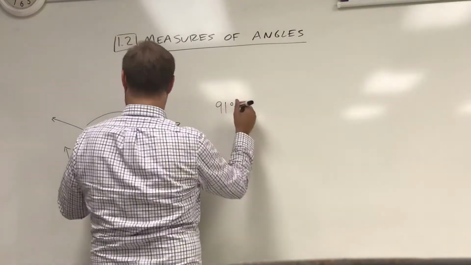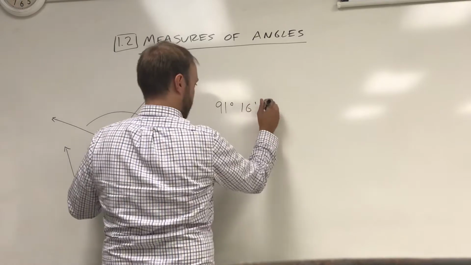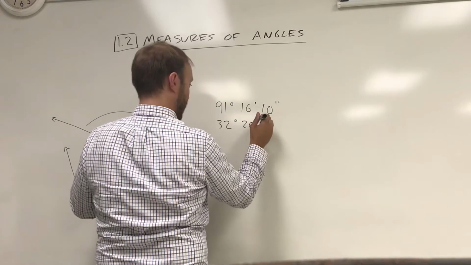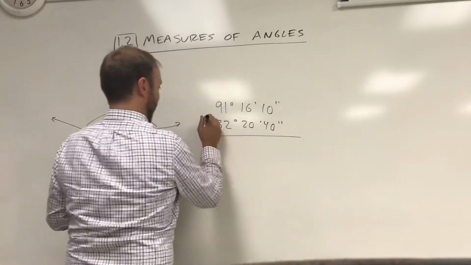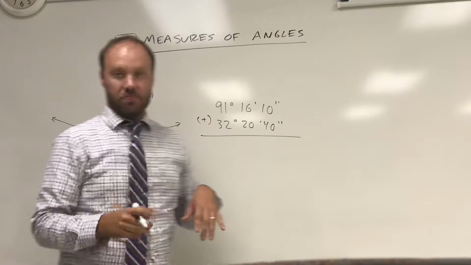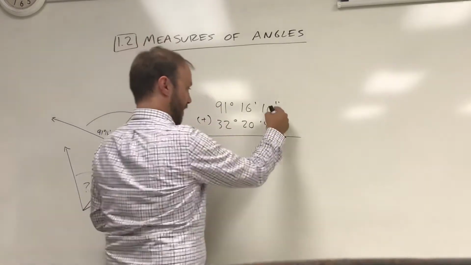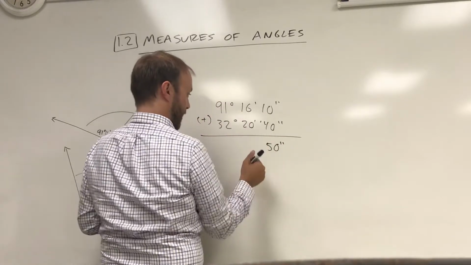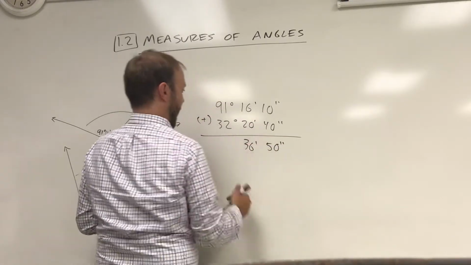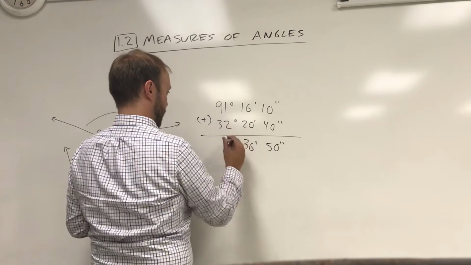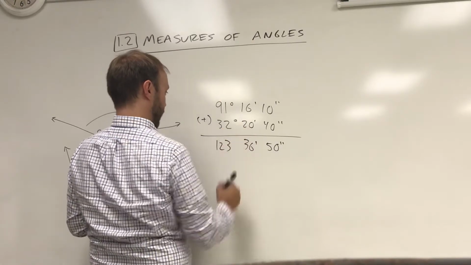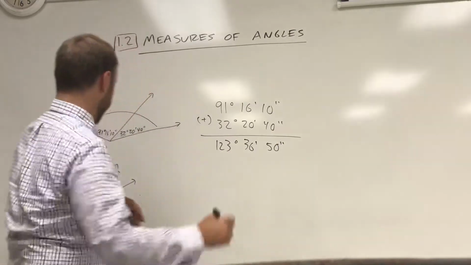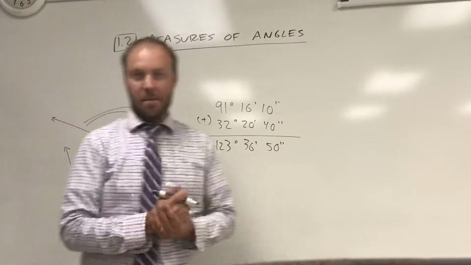So I've got a 91, 16, 10. And I've got a 32, 20, 40, okay? And I can add those together and things can work out really nicely, okay? We've got a total of 50 seconds here. We've got a total of 36 minutes here. And we've got a total of, what is that, looks like 123 degrees, 36 minutes, 50 seconds, okay? That's what that whole angle measure there would be, all right?